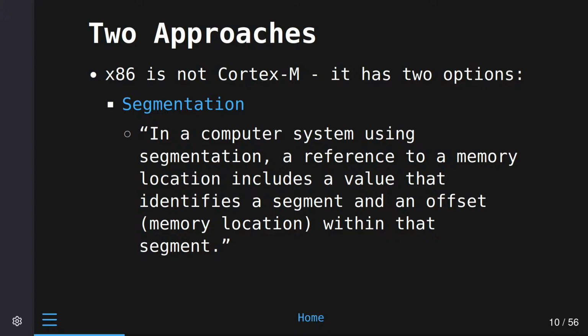x86 has two main options. They got the old option that kind of worked well enough and is no longer supported at 64-bit, and then they got the new option that's the purpose of class today. This is an OS class, so you need to know about both options. Okay, so the first option is segmentation.